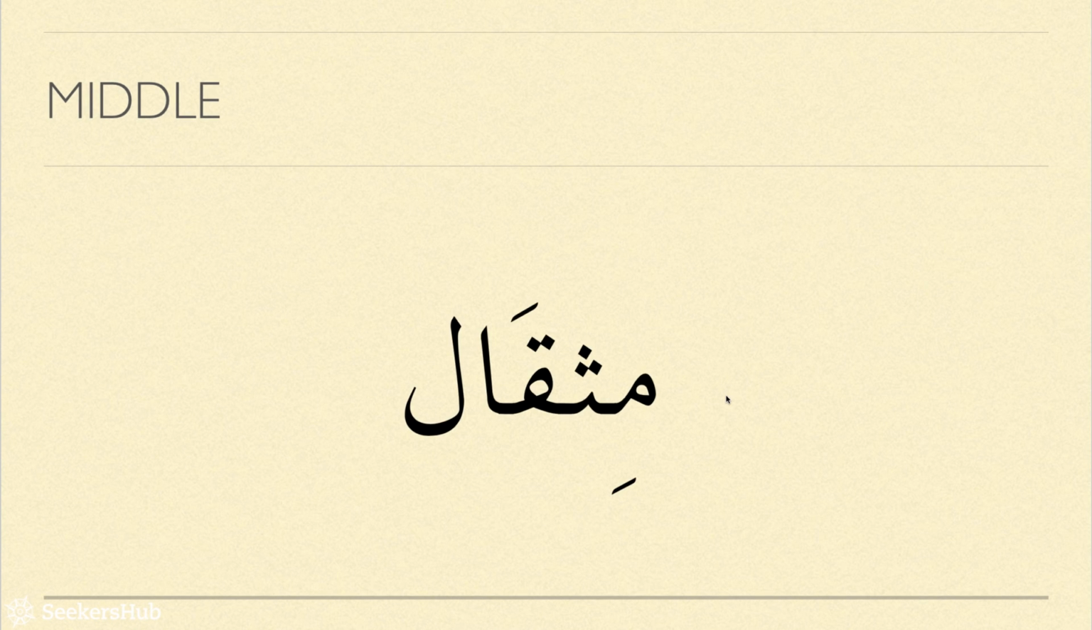Mithqal is a weight. Again, here we have the tha in the middle. There's a kind of backwards 9 shape connected to this ba, ta, tha in the middle, and then 3 dots on top. So no, this is a tha sound. Tha, mithqal.